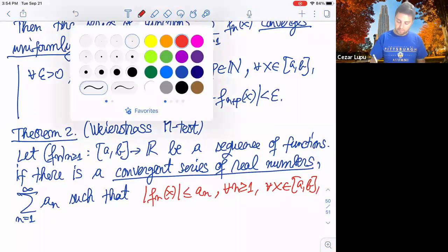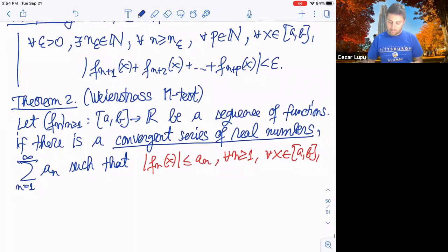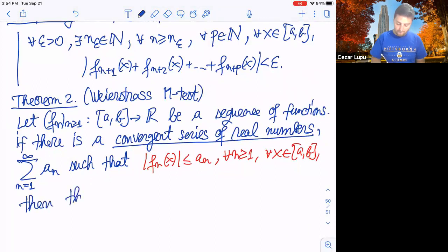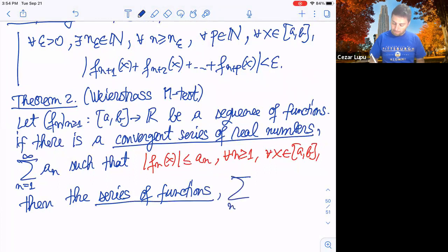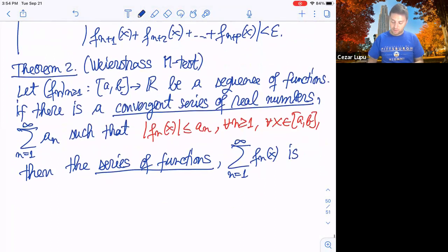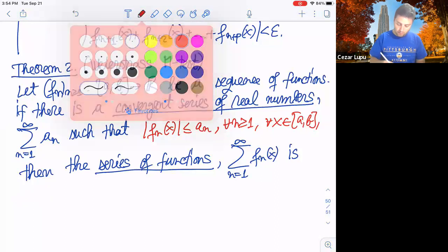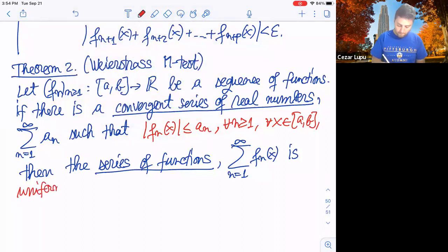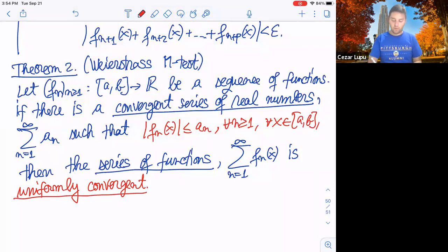Then guess what? Then the series of functions, it's very important to specify that, Fn of x is uniformly convergent. All right, that's a very useful theorem.